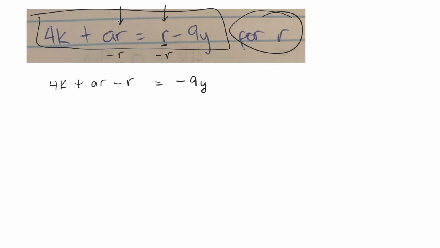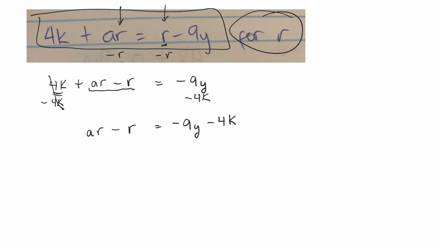Okay, so I've got my r's on the same side now. Let's get rid of this 4k. So subtract 4k here and subtract 4k here. So these go, so I'm going to have ar minus r is equal to negative 9y minus 4k.